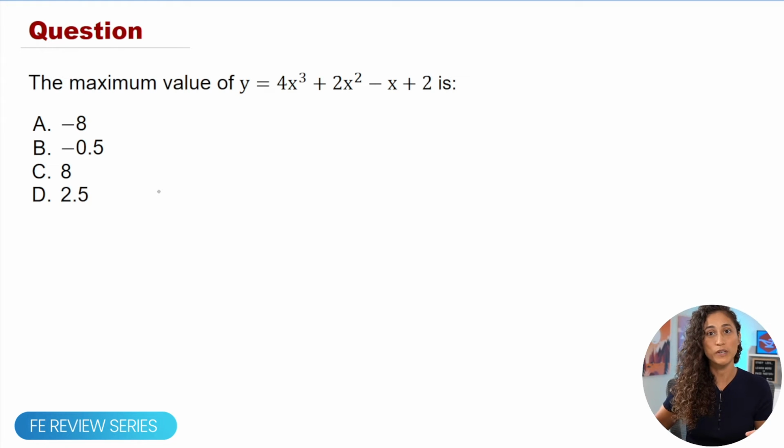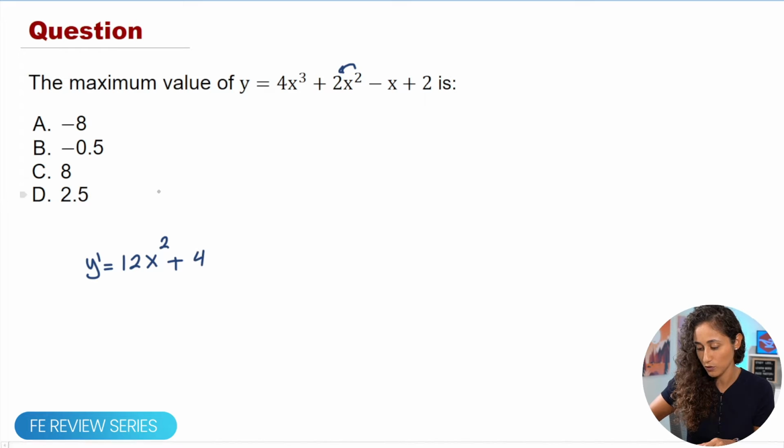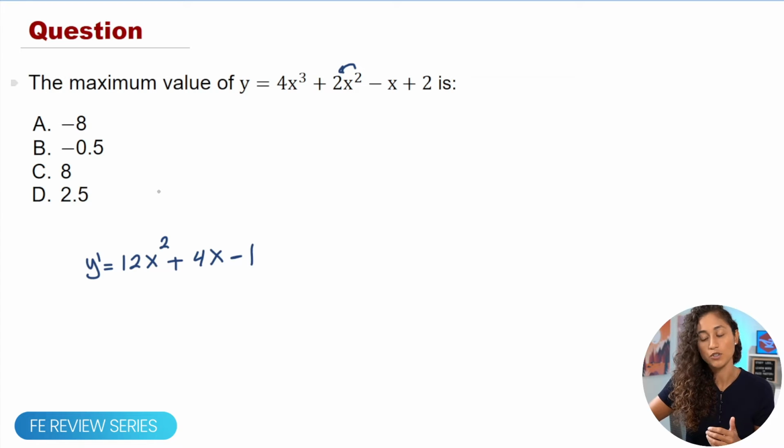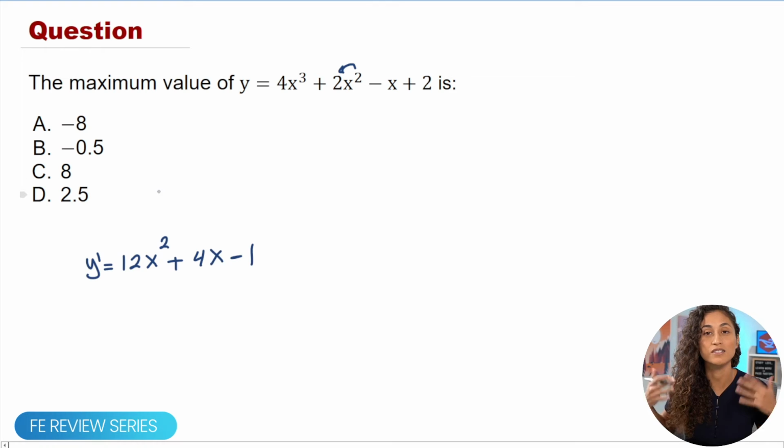Okay guys, so the first thing we have to do is take the first derivative and then equal it to 0. So y prime is going to be equal to 4 times 3. We bring the 3 down, and that gives us 12, and then x to the power of 2, because 3 minus 1 gives us 2. Then we have plus 2 times 2, which gives us 4x, and 2 minus 1 is 1, so that's the same as x. Then the derivative of x is 1, and the derivative of 2 is 0, because the derivative of a constant is 0.